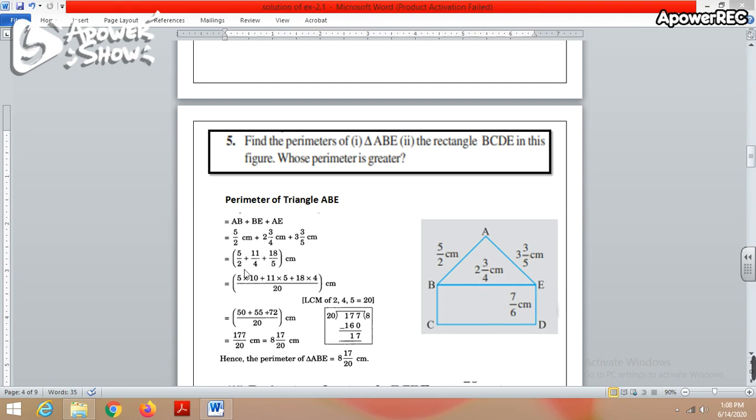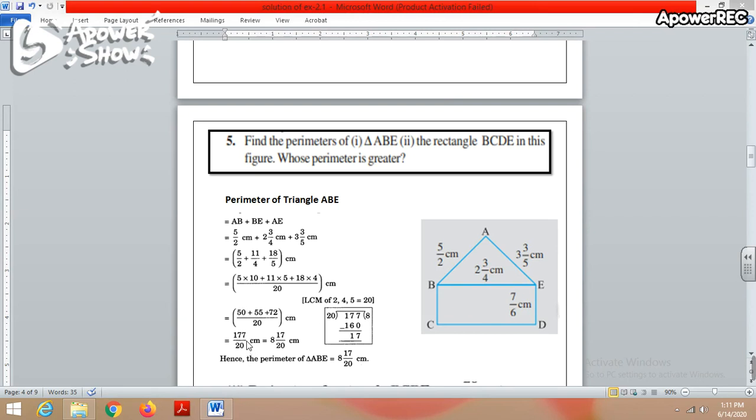So now our denominators will become equal to 20 and the numerator of this fraction will become 50. Here 55, and the numerator of this fraction will become 72. So 5 by 2 plus 11 by 4 plus 18 by 5 is equal to 50 by 20 plus 55 by 20 plus 72 by 20. As we have previously discussed, for adding like fractions we just add their numerators. So here 50 plus 55 plus 72 equals 177 and the denominator will remain unchanged.